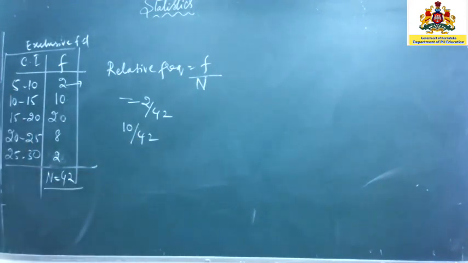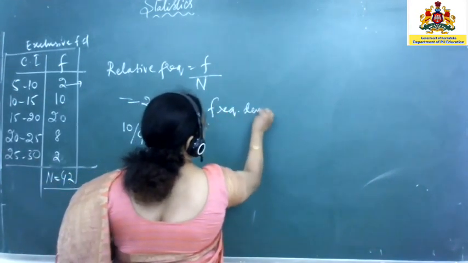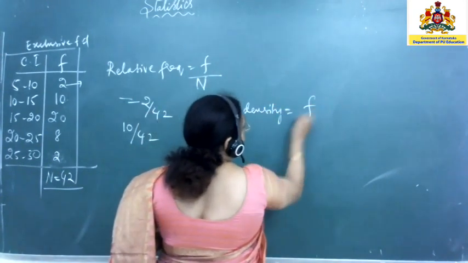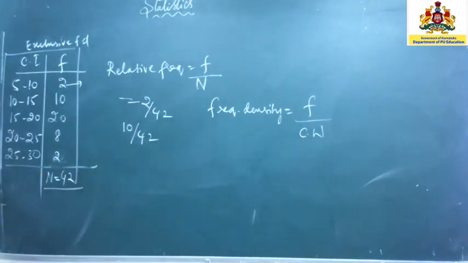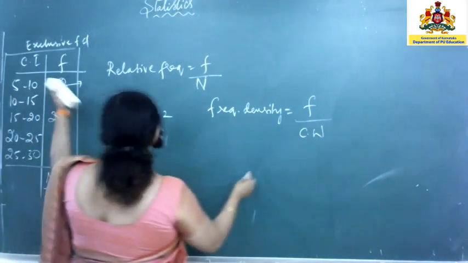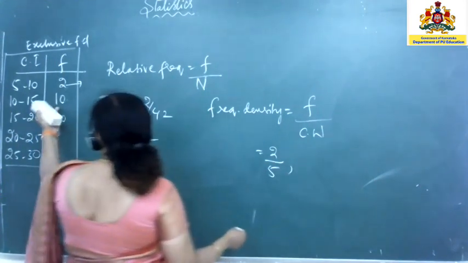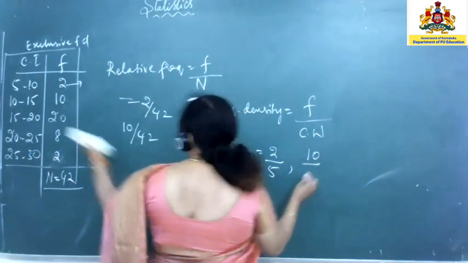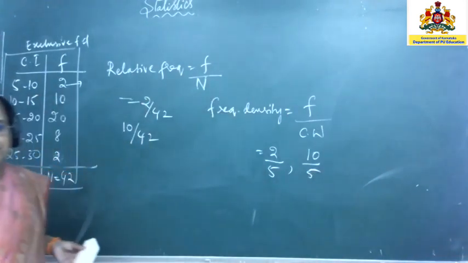Other than this, we have what is called the frequency density. It is frequency divided by class width. Here the frequency is 2. What is the class width? 10 minus 5, it is 5. So for the first one this becomes 2 divided by 5. Next, 10 divided by 15 minus 10, that is 5. So it goes on like this.